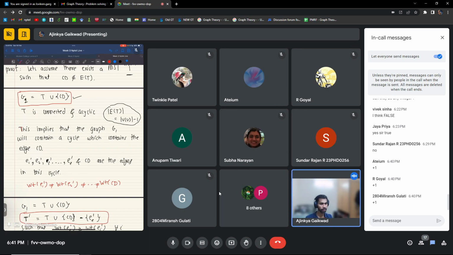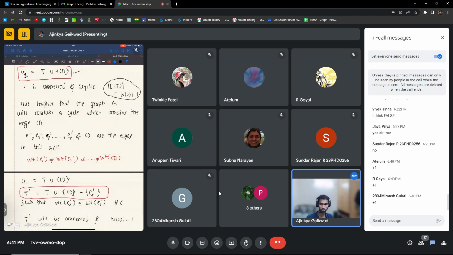How do I find this edge whose weight is more than weight of CD? Once I remove it, it should be a tree. It should be acyclic. It should contain all vertices. It is connected. So this is just a formal proof, but I think some of you already got the idea, right? For the rest of you, if you have any question in the proof, please ask. Otherwise, I'll move to the next question.